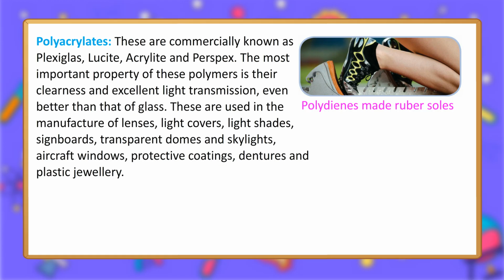Polyacrylates. These are commercially known as plexiglass, lucite, acrylite, and perspex. The most important property of these polymers is their clearness and excellent light transmission, even better than that of glass. These are used in the manufacture of lenses, light covers, light shades, signboards, transparent domes and skylights, aircraft windows, protective coatings, dentures and plastic jewelry.